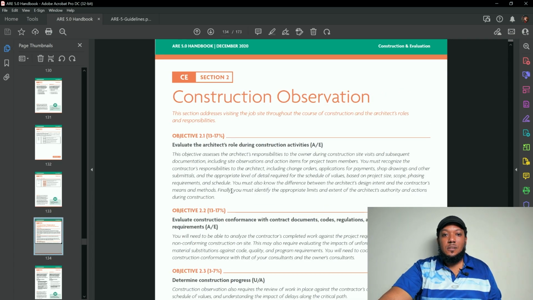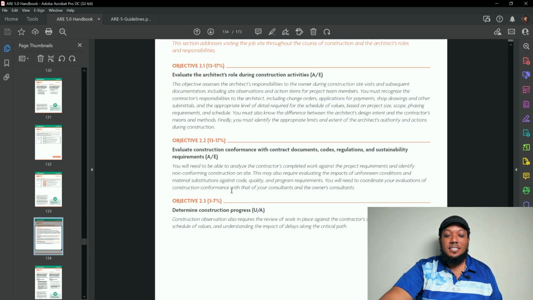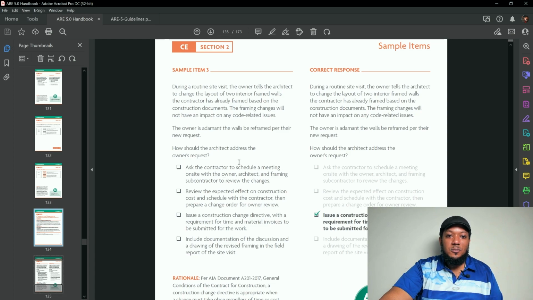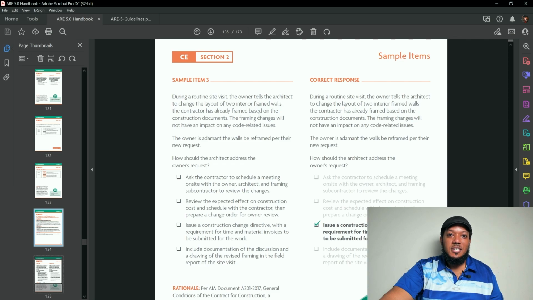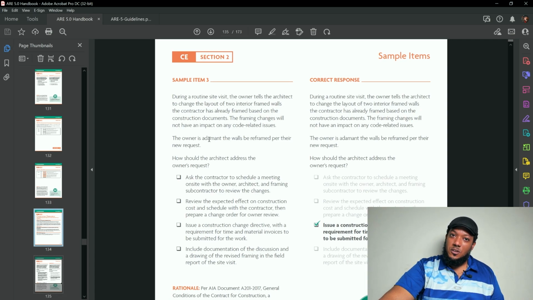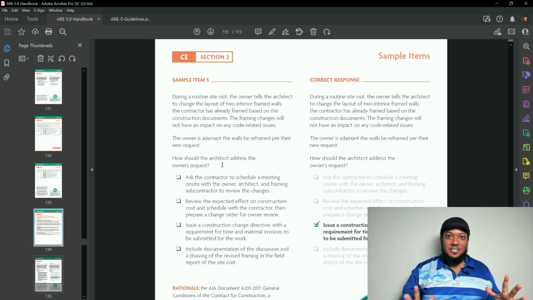The next thing we talk about is construction observation, the section right after, so number 2. It will definitely ask you, how do you deal with something? During construction, the owner says, hey, you need to change this. Understanding that something needs to be done, but it's not going to change everything, is understanding what happens according to A101 and B101. Something has to be changed, so you need a construction change directive, and the change order can be done later. That's the order of events you have to understand.